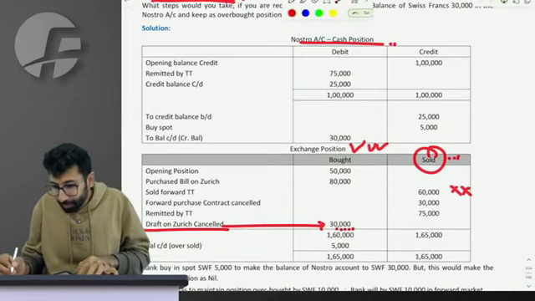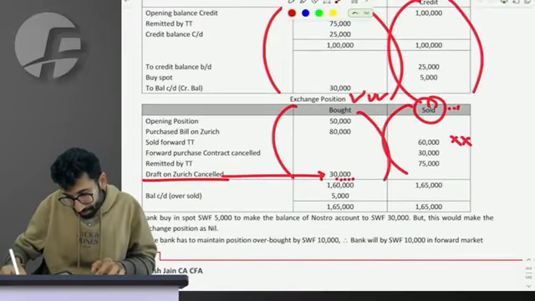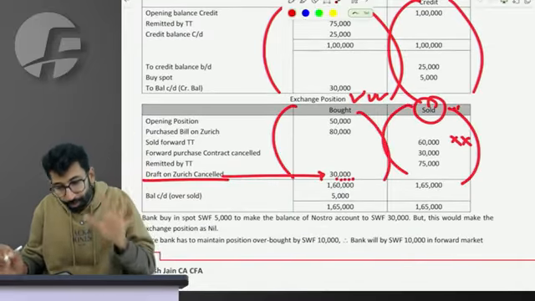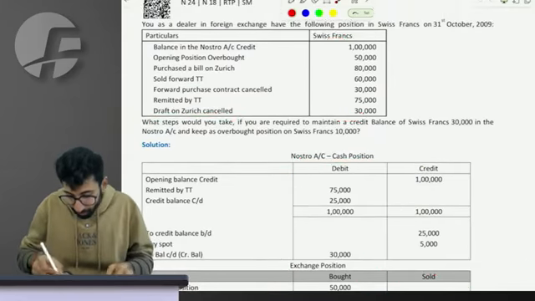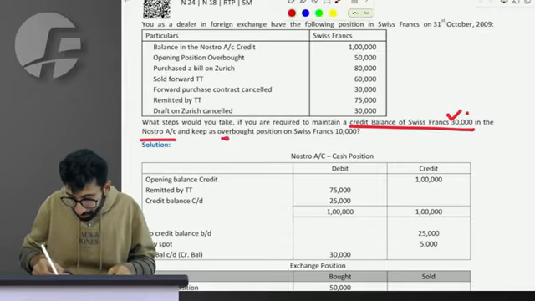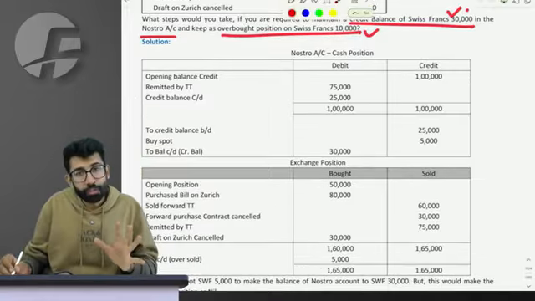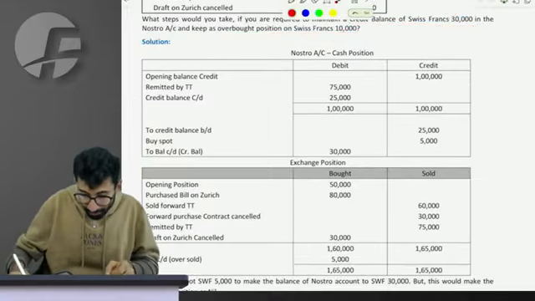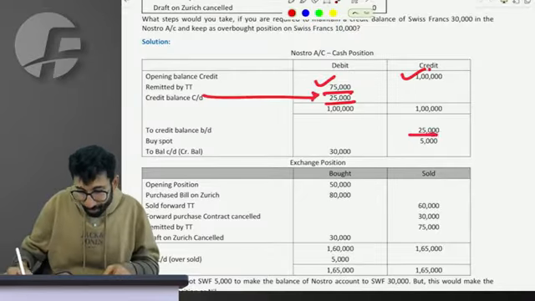The objective here was to be able to explain to you how you record the transaction. The next part of the question is really easy, which says that after all these transactions happening, we want to maintain a credit balance of 30,000 Swiss franc in nostro and 10,000 Swiss franc in overbought. How will you do it? So I first of all calculate the present closing balance. 1 lakh credit, 75 debit. So 25,000 of credit balance.